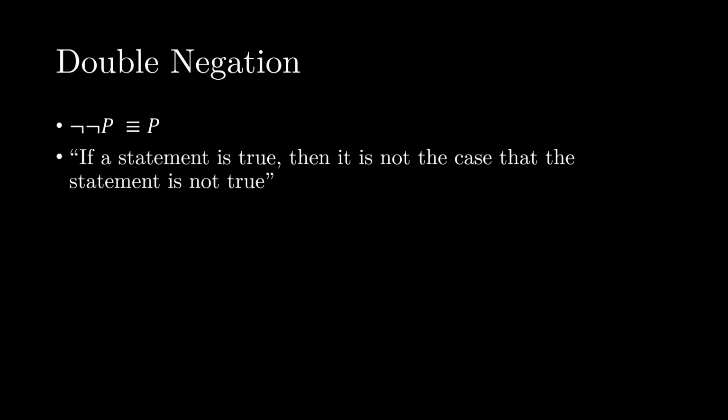Let's go into our first logic law. So if we negate a negation, then it just doesn't do anything. So if we have two not operations, then they kind of cancel out. And if you want to think about it in terms of English, I got this statement off of Wikipedia, but I thought it was kind of nice, so I just copied it here. It states that if a statement is true, then it is not the case that the statement is not true. So a statement being true corresponds to the right part, and then not the case that the statement is not true is this left part.